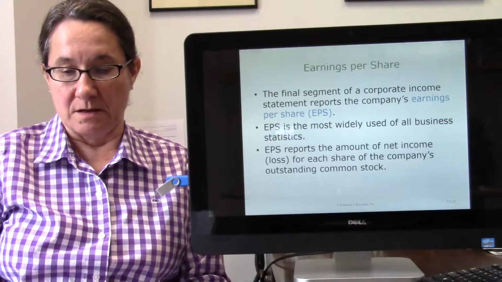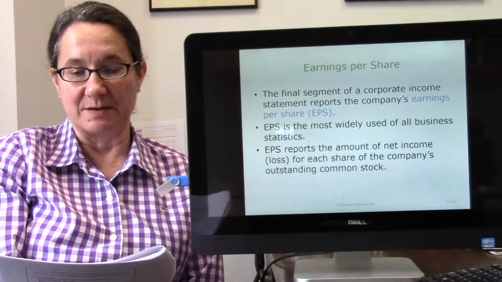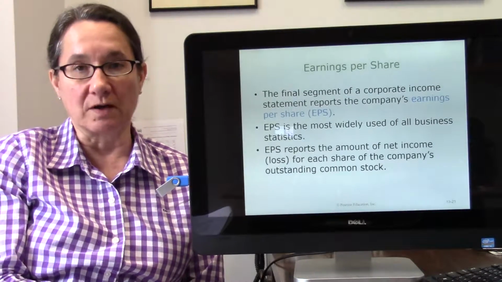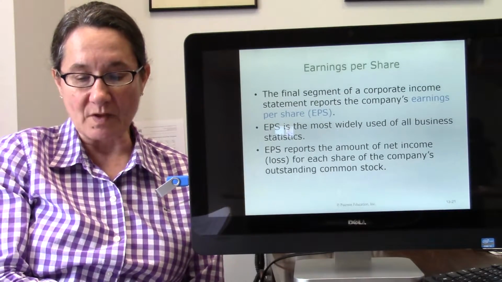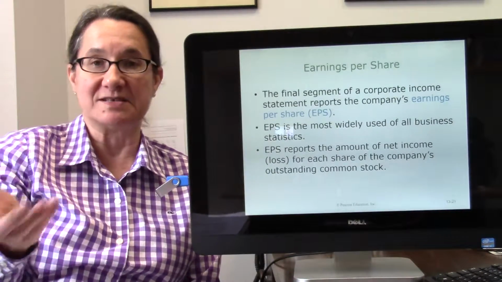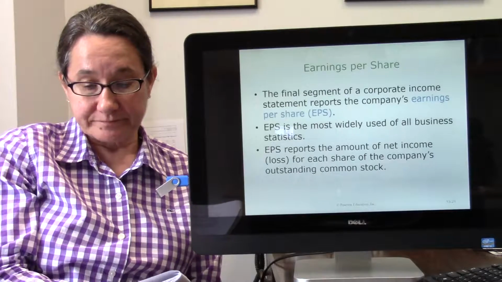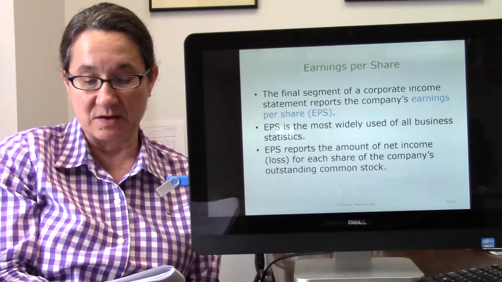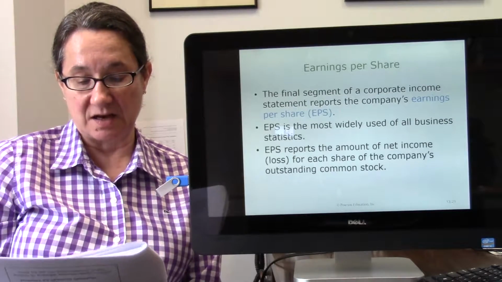Earnings per share. This is the final segment of a corporate income statement, and it reports the earnings per share. So if you were to go out online and look up Coca-Cola Company or Walt Disney Company or Microsoft or Apple, you'd see them reporting earnings per share. So we already understand earnings, right? You look at the income statement, revenue minus expenses, net income, earnings. Earnings per share is the most widely used of all business statistics. EPS is the amount of a company's net income or loss for each share of its outstanding common stock.